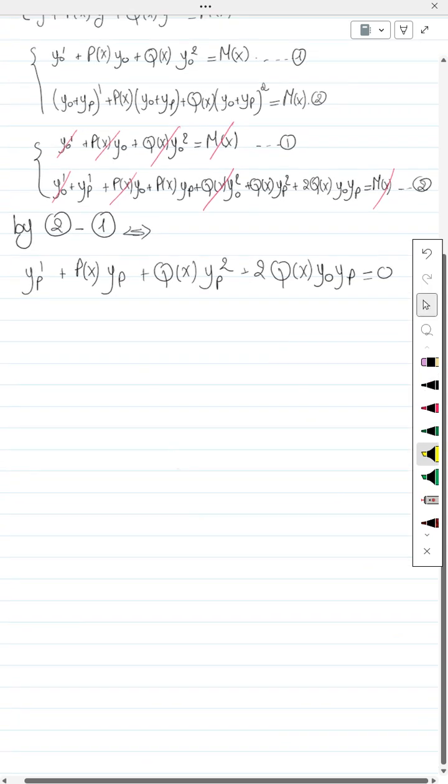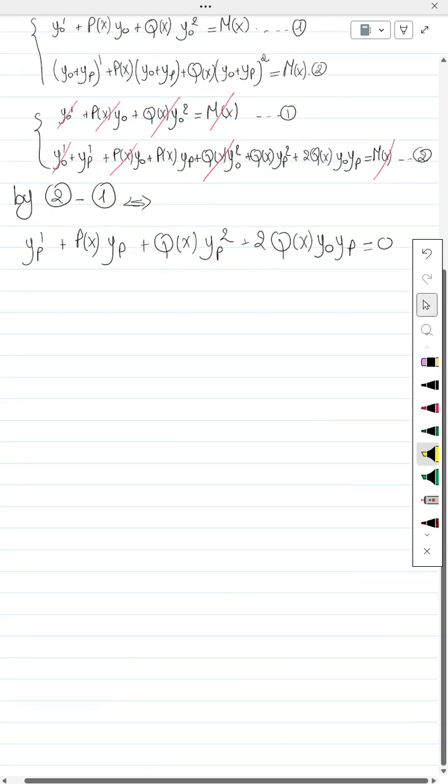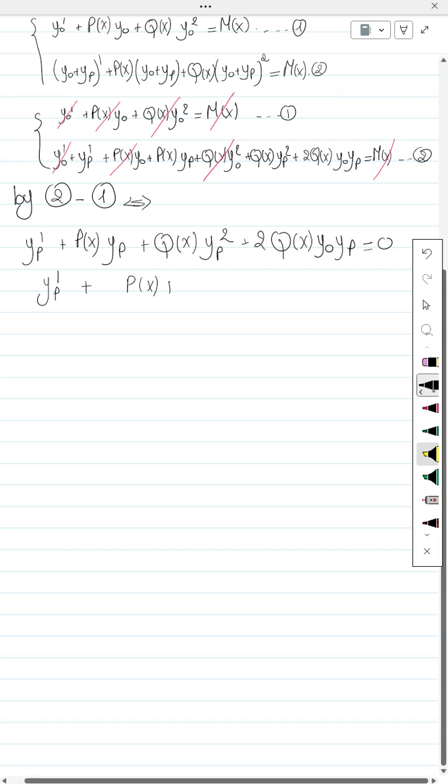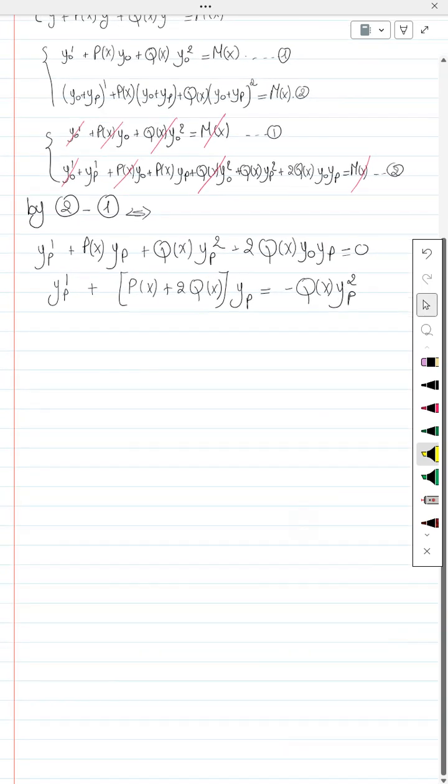Now we have obtained this equation, so I'm going to do some simplification. I'm just going to order the terms so we can see that we have a Bernoulli differential equation. So it's going to be yp prime plus (px plus 2qx) times yp equal to minus qx yp squared.